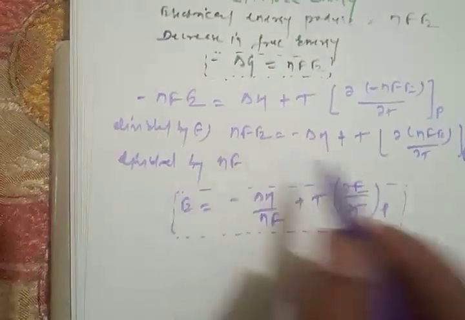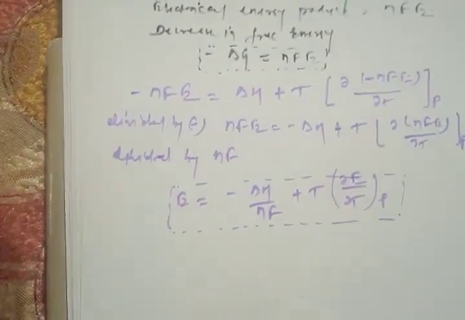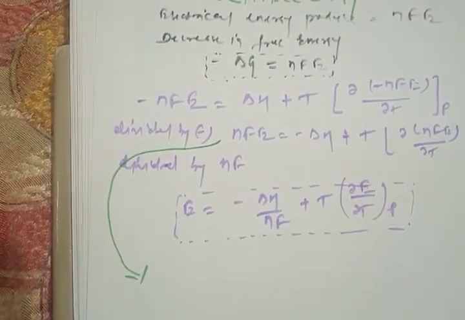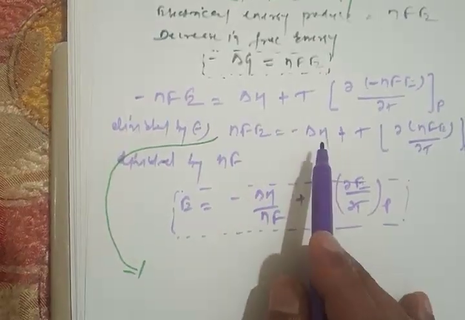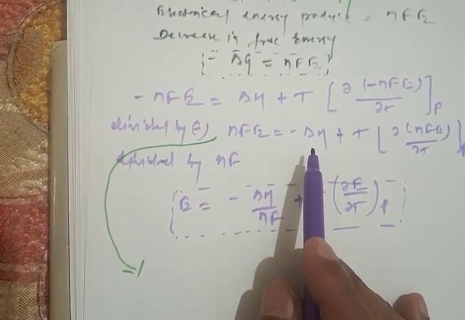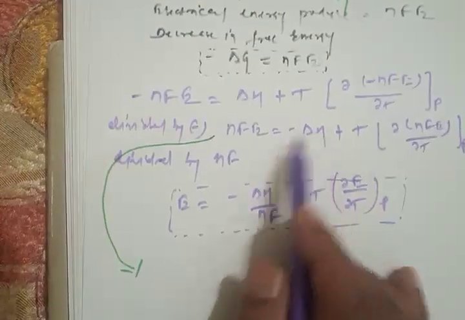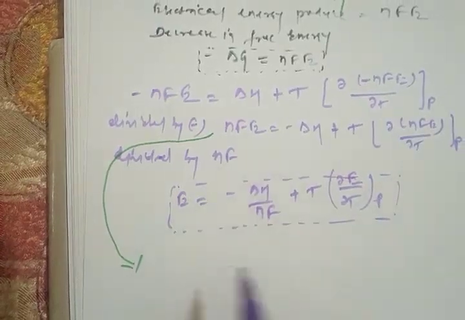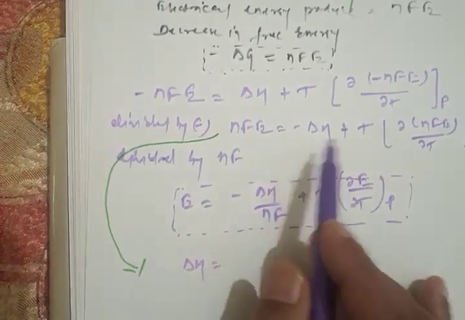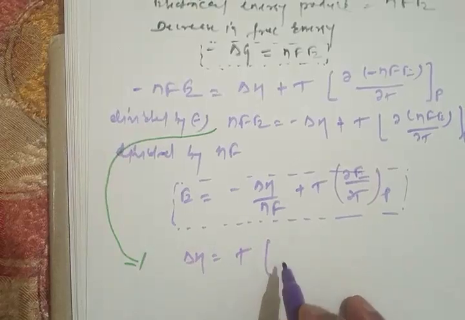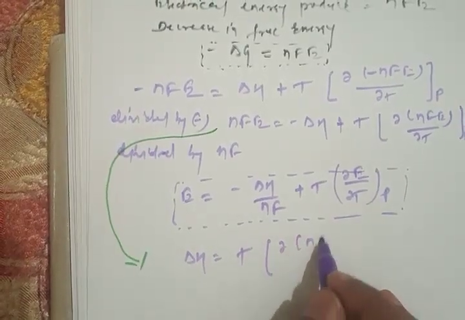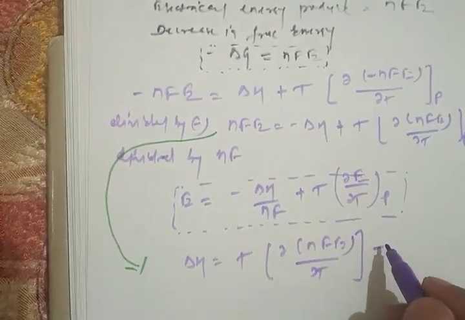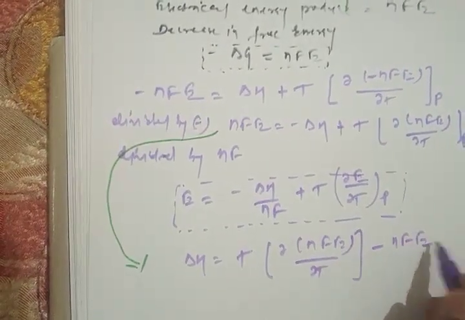So let's take this equation here. What will happen if we want to find out the value of del H? So del H equals to what? Del H will come to this side. So del H equals to T, then d NFE upon del T, and this NFE comes to this side, that means NFE.